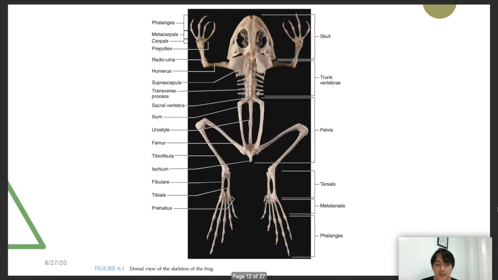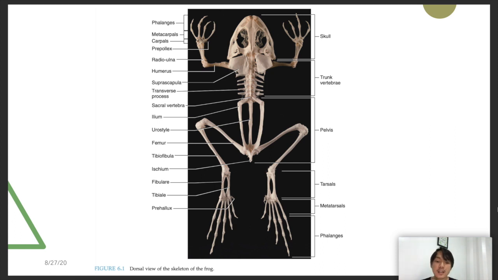So this is a dorsal view of the skeleton of the frog. You can try to see the changes of this ossified version of your frog, and we will discuss that in the next presentation. Try to imagine that this is a frog. This is a real frog.